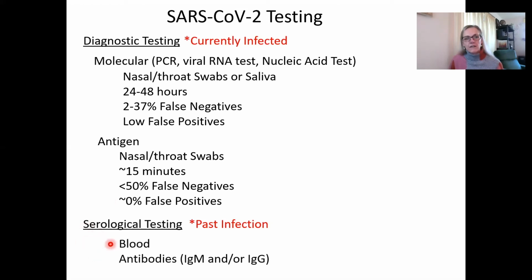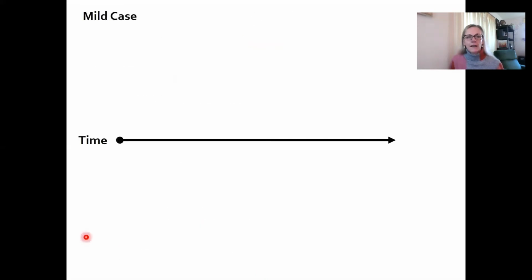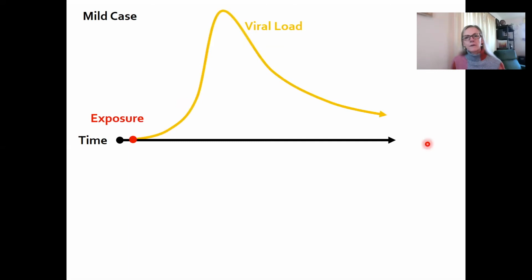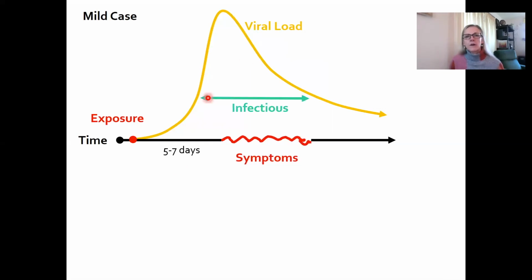Serological testing requires a blood sample, and it's testing for antibodies in your blood of the class IgM or IgG, and I'll talk about that a little bit more. If you remember our timeline of SARS-CoV-2 infection, you get exposed, the virus replicates, and eventually gets removed by your immune system. It's usually 5 to 7 days before you're symptomatic. The infectious stage is a little bit before you're symptomatic and wanes by the end of your symptoms.